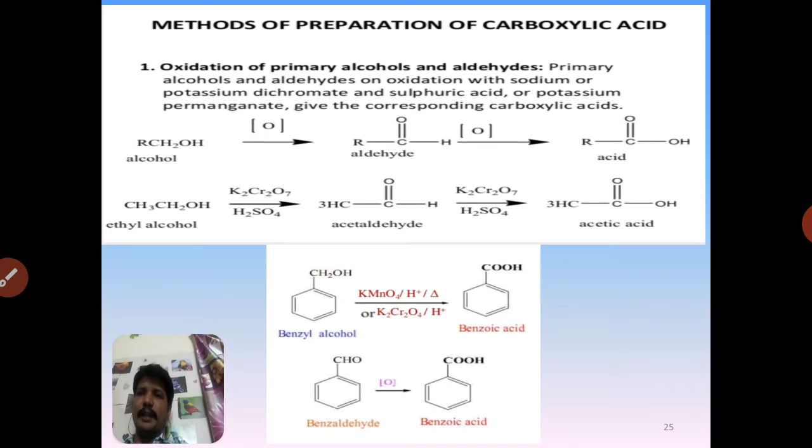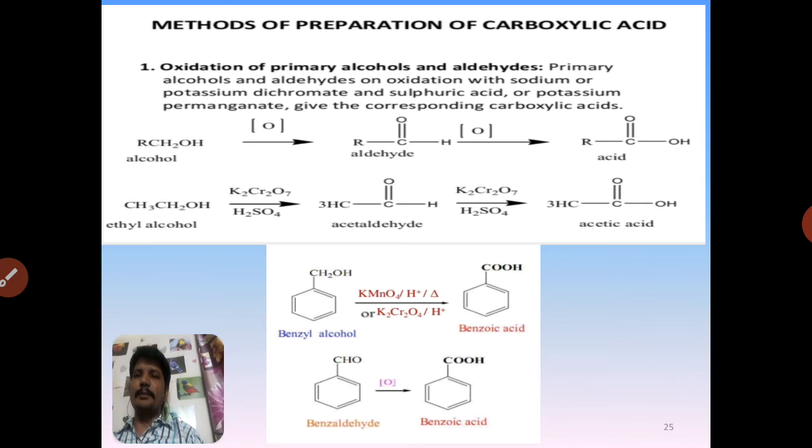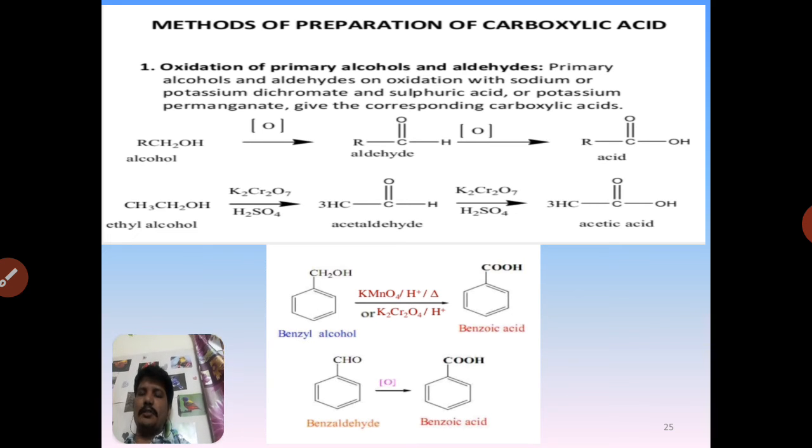For example, ethyl alcohol on oxidation by using acidified potassium dichromate. Acidified potassium dichromate means sulfuric acid in the K2Cr2O7. It oxidizes the ethyl alcohol into the acetaldehyde. Acetaldehyde further gets oxidized into the acetic acid. This is the uncontrolled oxidation. We can also oxidize the aldehyde, or we can start from the alcohol, and it gets oxidized into the carboxylic acid.